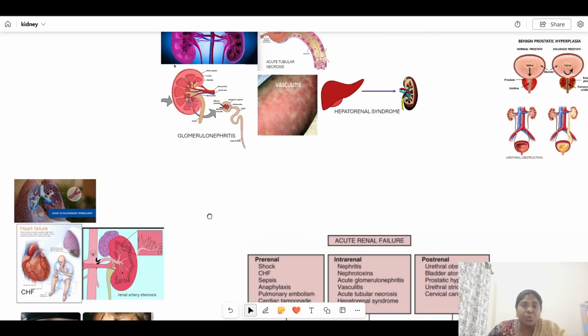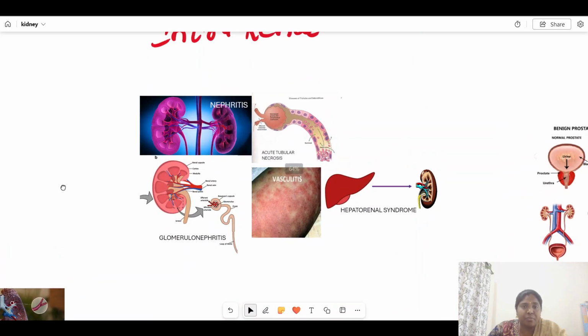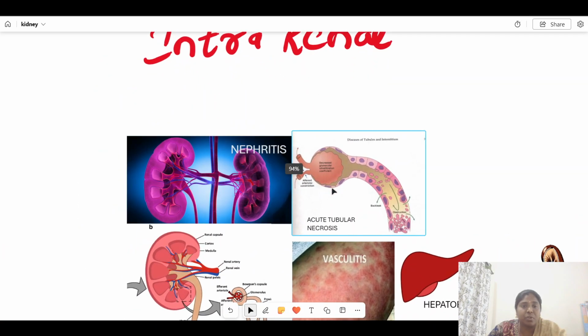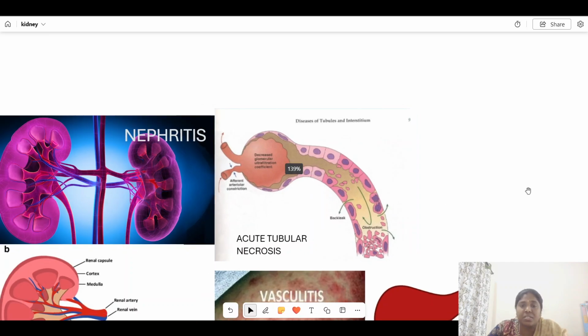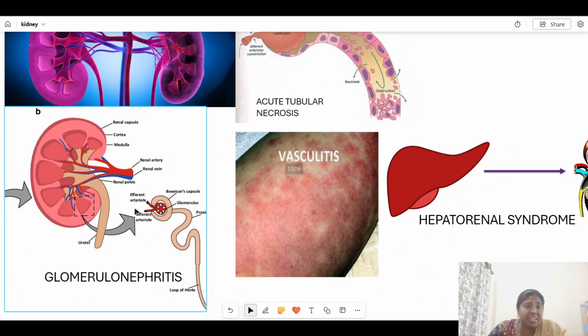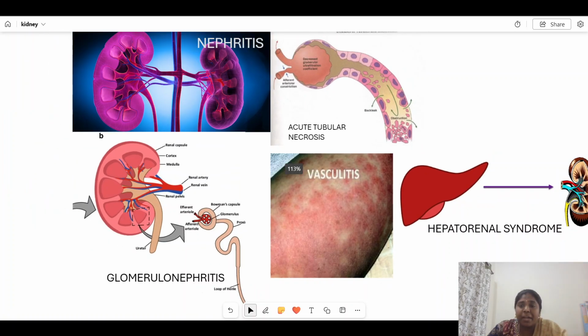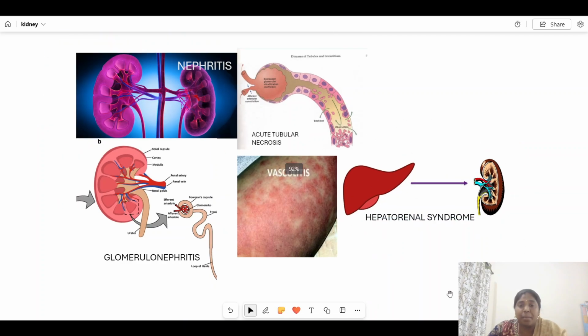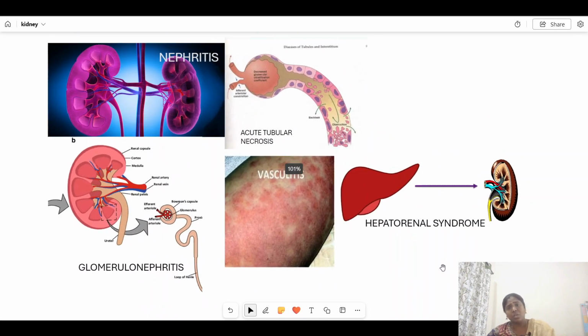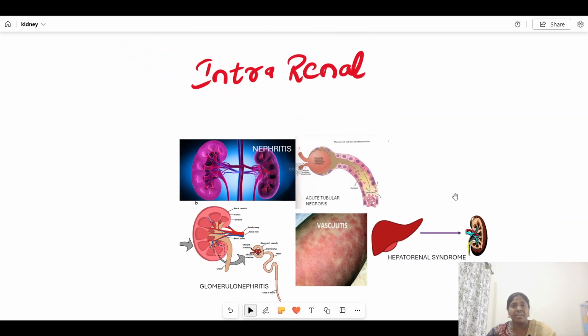When you look at the intrarenal causes, something is happening inside the kidneys. Here you can see inflammation of the nephrons, that is nephritis. Then acute tubular necrosis, due to afferent arteriole constriction, where the blood supply entering the glomerulus is reduced, causing necrosis. Then vasculitis and glomerulonephritis, inflammation of the complete Bowman's capsule or the complete glomerulus. Then hepatorenal syndrome, a condition where an abnormality or liver issue directly affects the kidneys. All these are the causes of intrarenal failure.